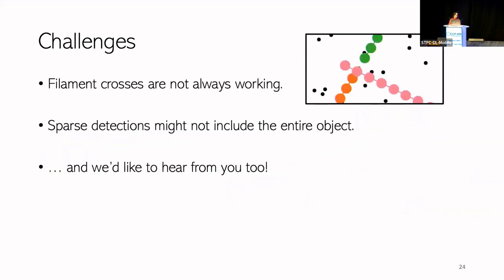So what are the challenges that we have right now? As you can see, the crosses are not always working, and this is because of the way we build the edges. As I said, we build the simplest one that doesn't allow any crossing. So in this case, maybe that would be a solution. We also might have a problem that the detections might be so sparse you don't incorporate all of the edges, all of the object. And the truth is that we would like to hear from you. We want to hear what challenges you have and what are the challenges of your data set that we could potentially help with our framework.